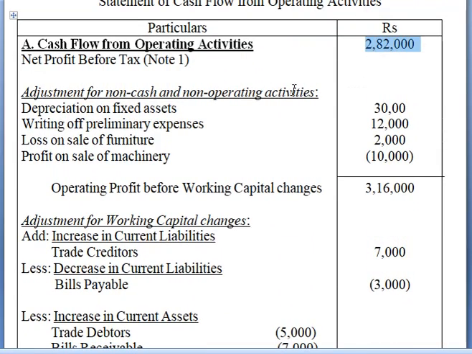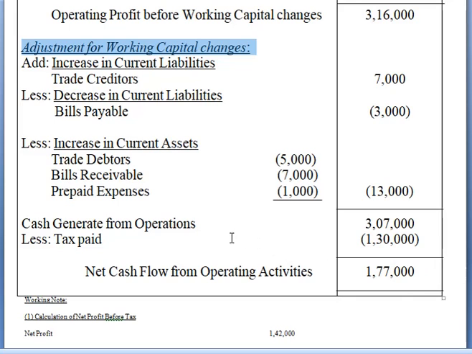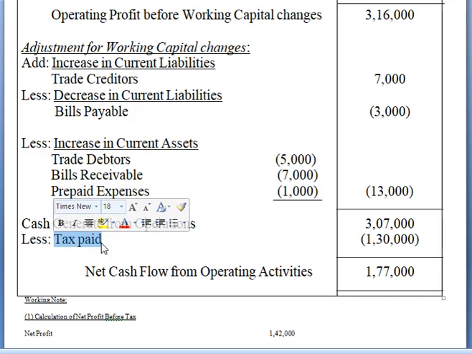So in question number 5, I had said that there can be 4 steps also. That is step number 1, NPBT. Step number 2, adjustment for non-cash and non-operating activities. Step number 3, adjustment for working capital. And step number 4 will be this one, tax paid. But before you pay the tax, it is the cash generated from operations.